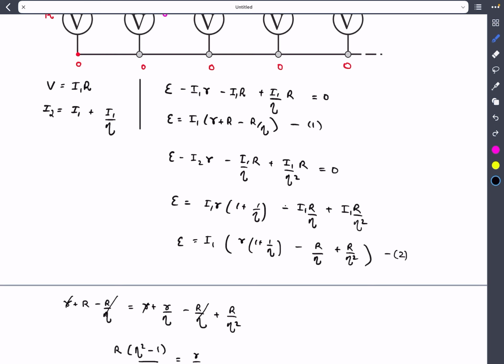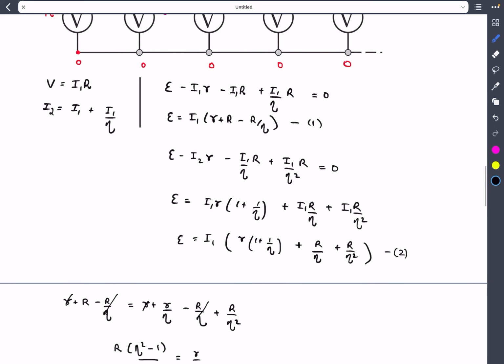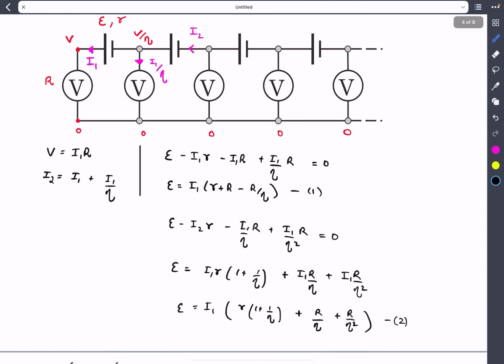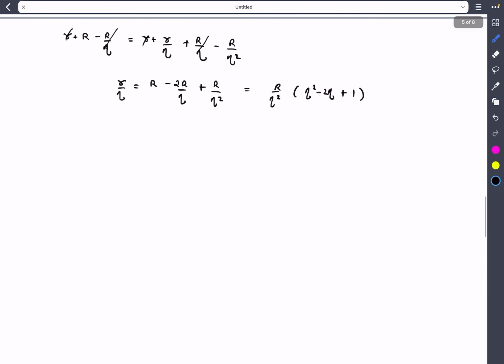Okay, there was a slight mistake here. This would actually be a plus, not a minus. And this would be a minus. And after solving this equation, we get something like this. Small r over capital R turns out to be eta minus 1 whole squared divided by eta. So this is the relation that the ratio of small r by capital R has to satisfy.